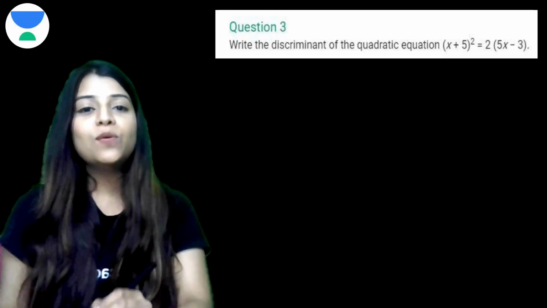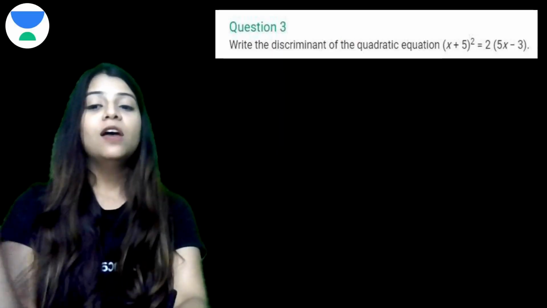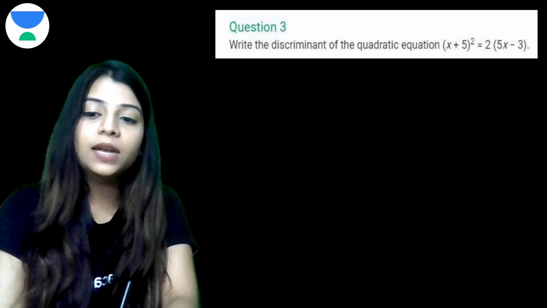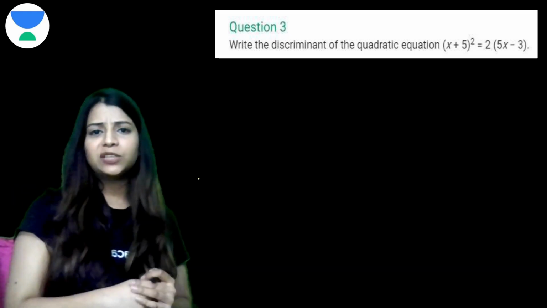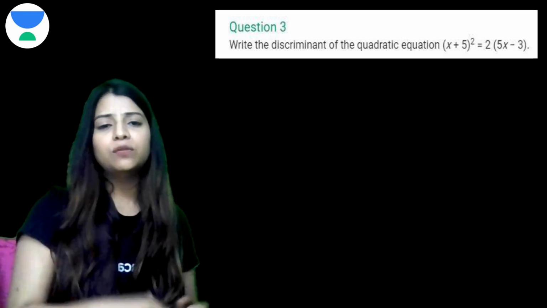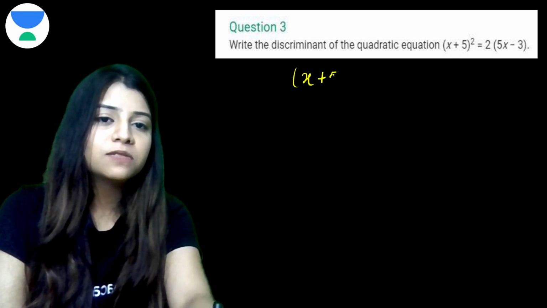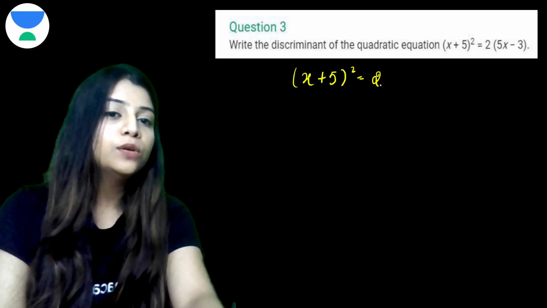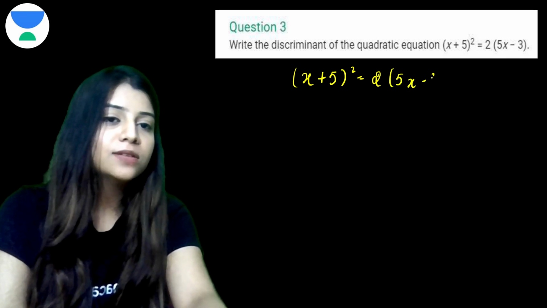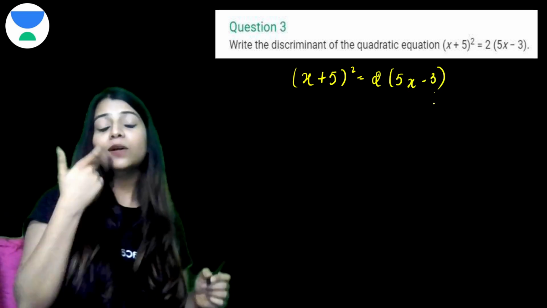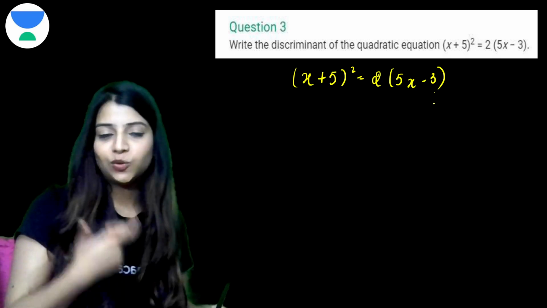All right, so moving forward to our third question, we have to calculate the discriminant. Now we know this is a quadratic equation. Discriminant is the D value which we have to calculate. First of all, it is given that (x + 5)² = 25x − 3. First of all, we have to open it up to make a quadratic equation, right?